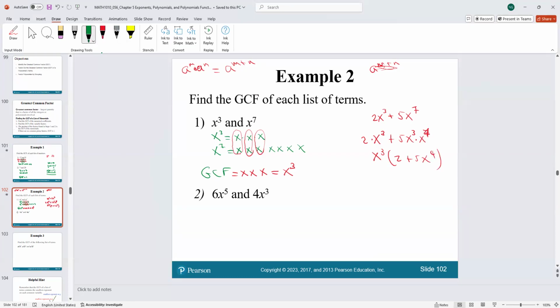But look at this one. When you have 6x to the 5th power, I can do 2 times 3 times x times x times x times x times x, and 4x cubed is 2 times 2 times x times x times x. So what is the GCF? If you pay attention to what we just did, the GCF would be what? Yes, we have the 2 and we have x three times. So the GCF would be 2x cubed, right? Yay, that's a good example.